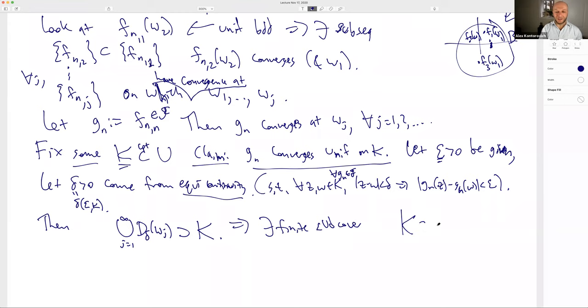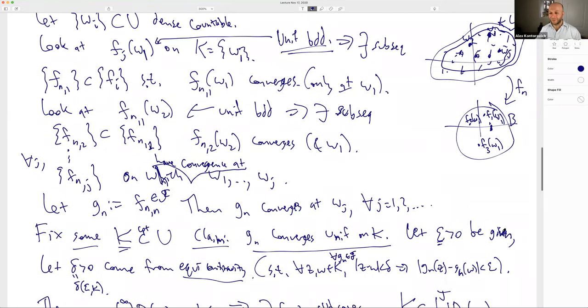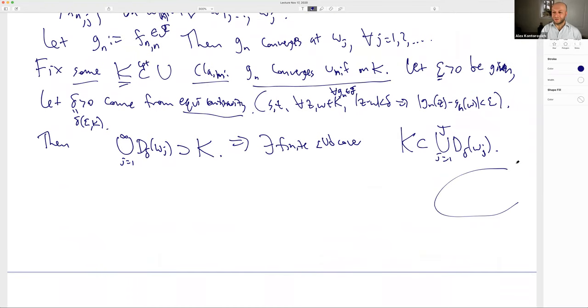In other words, K is contained inside a finite list, as j goes from one to big J. Well, maybe I didn't need all of them, but I'll take the ones from one to J. Let me make a new picture here. So this was U, K is some compact subset. We had our list of W's. We only need finitely many of these W's so that delta balls around them cover all of K. This is true for every n. As long as z minus w is within delta, then this difference is at most epsilon.